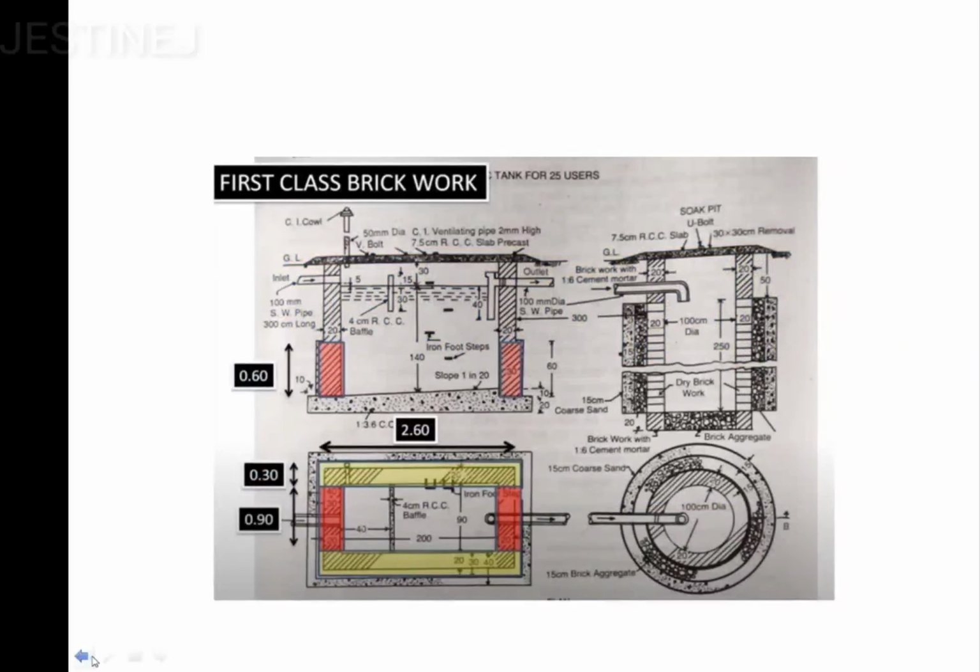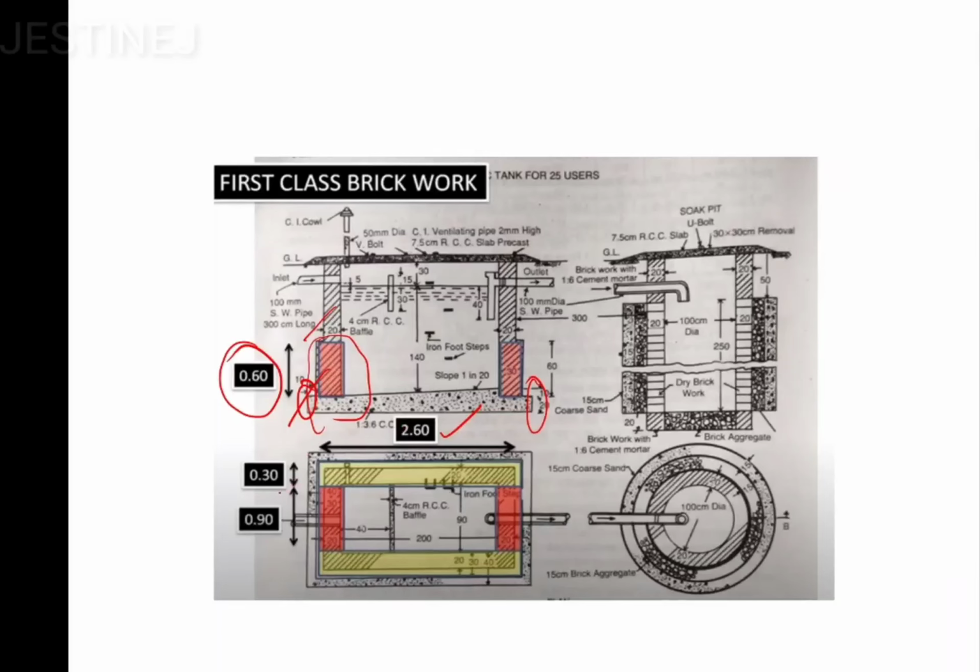Now coming on to the first class brickwork. If you clearly observe, you can see that this is the first case, then this is the second case. So first we observe this colored portion, this first class brick. Its height is going to be 0.6 meter, and the length is going to be 2.6 meters. Here you are considering 10 centimeters from both the sides. You have to remove that 10 centimeters since this construction is started after leaving 10 centimeters from both the sides. So the total length is going to be 2.6 meter.